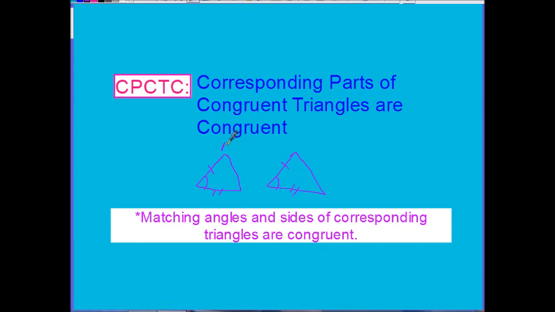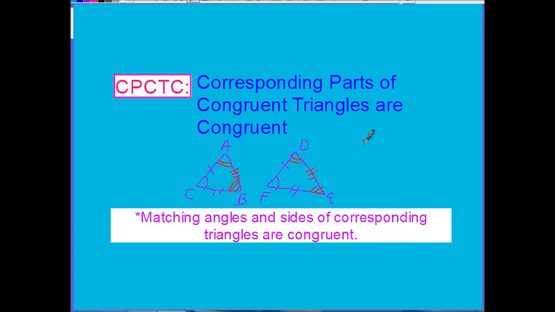Let's put some letters in here: A, B, C, D, E, and F. Now, from our last lesson, we know that these triangles have a side angle side congruency, two sides and the included angle. What that means for us is that we actually have three pieces of congruency that weren't stated. We have a pair of angles that weren't stated. We have a second pair of angles that weren't stated. And we have a side that wasn't stated.